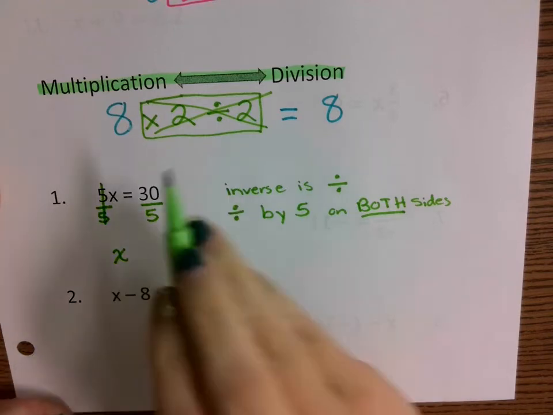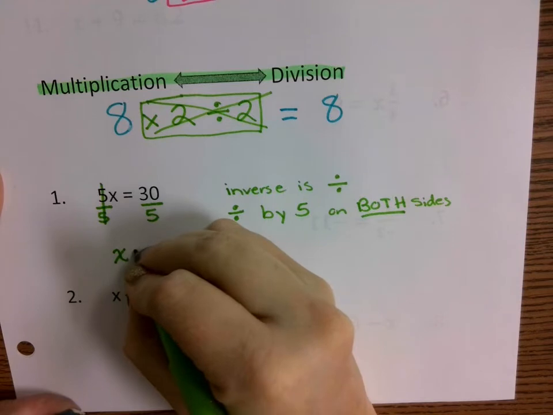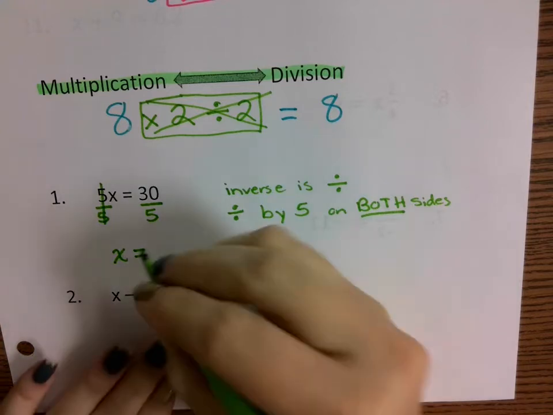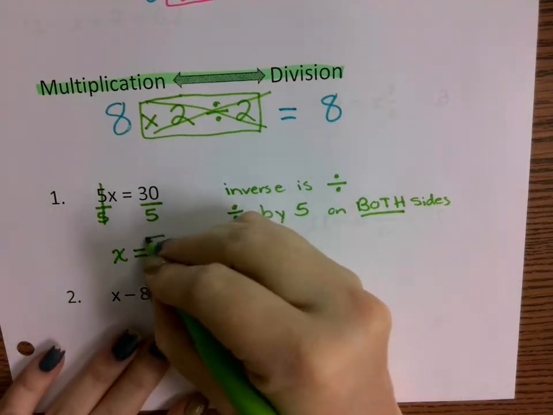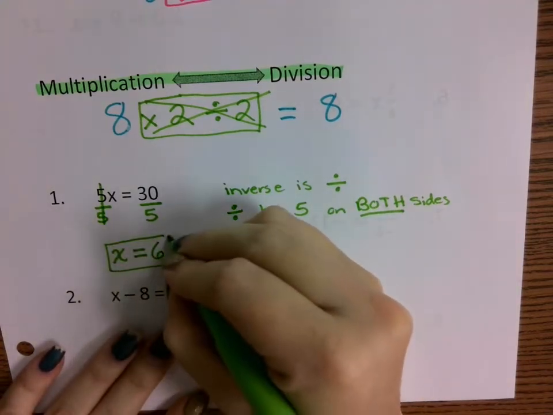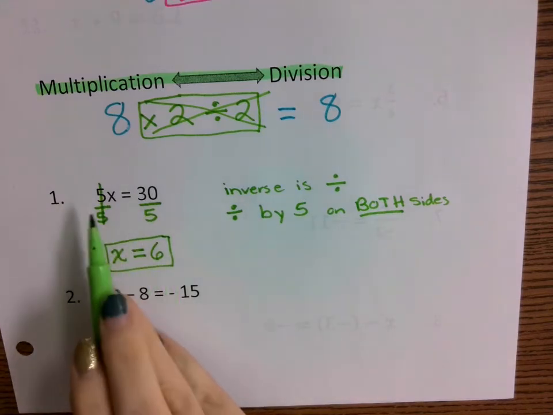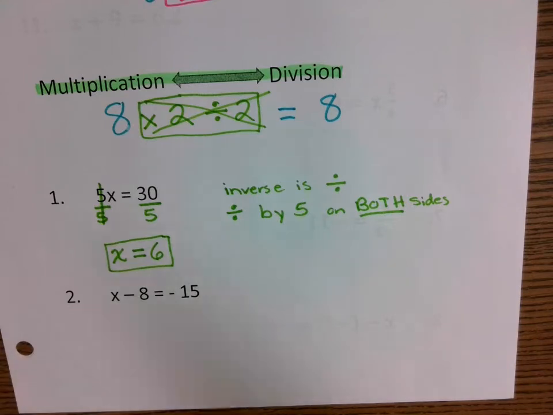Okay. Now we're going to do 30 divided by 5. What is 30 divided by 5? 6. So we're going to get that x is equal to 6. And then we can check it. We can plug this back in and go, okay, hey, 5 times 6 equals 30. I got the right answer.